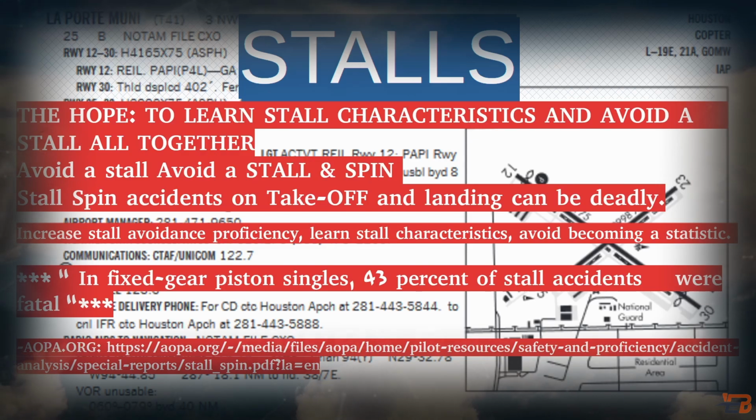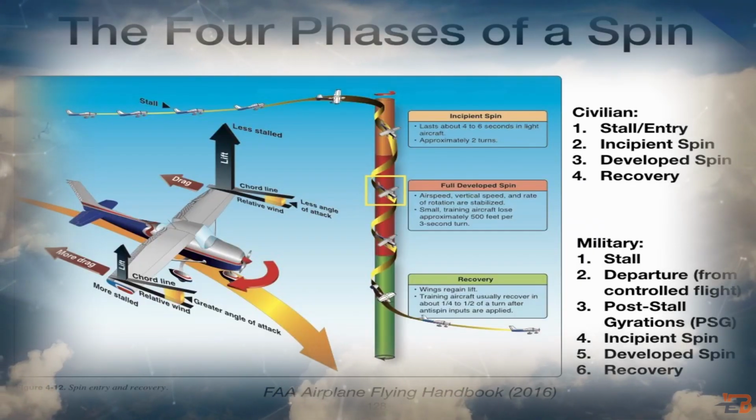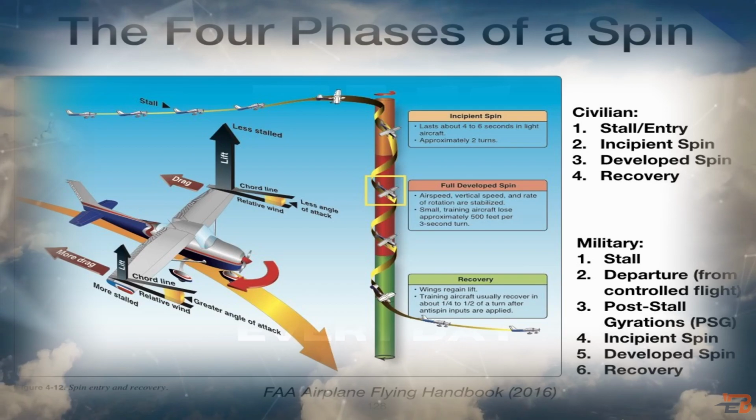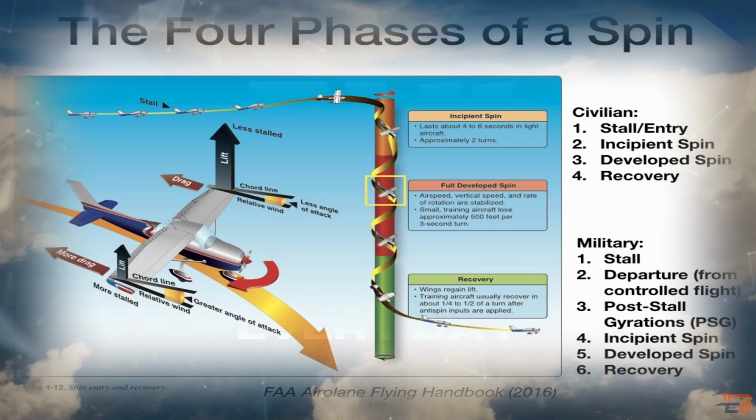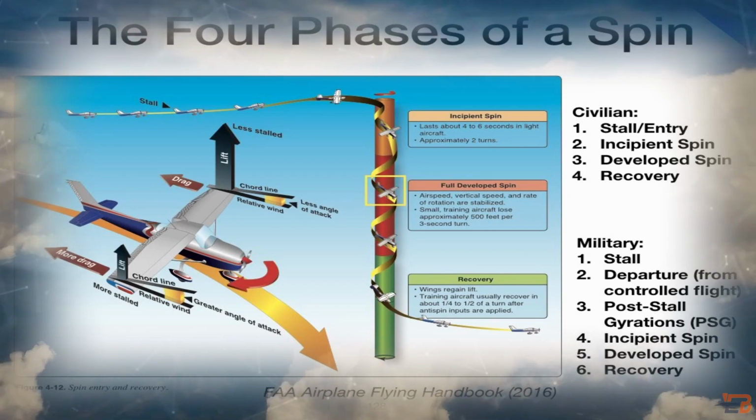Avoid a stall spin. Stall spin accidents on takeoff and landing can be deadly. Increase stall avoidance proficiency. Learn stall characteristics. Avoid becoming a statistic. In fixed-gear piston singles, 43% of stall accidents were fatal. The 4 phases of a spin: stall/entry, incipient spin, developed spin, and recovery. This knowledge will make you a more informed pilot as well as a safer pilot.